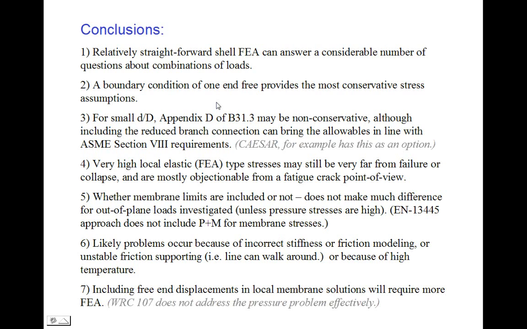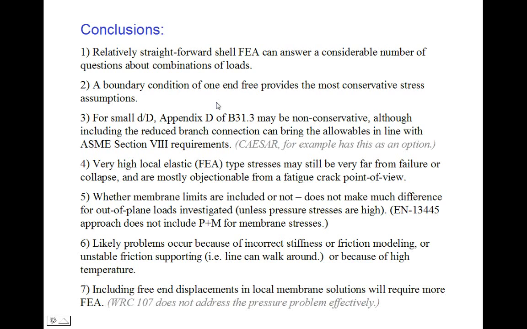More than likely, any problems in your piping system and your nozzle connected to your vessel are going to be due to incorrect stiffnesses and incorrect evaluations of the loads, far in order of the errors due to the categorization, or because your friction modeling is incorrect, or because you've provided unstable friction systems, i.e. the pipe walks around because there are no axial stops or guides where you have very small thermal displacements, as we saw in the example from last week. So we think item number 6 is where you should pay attention mostly.